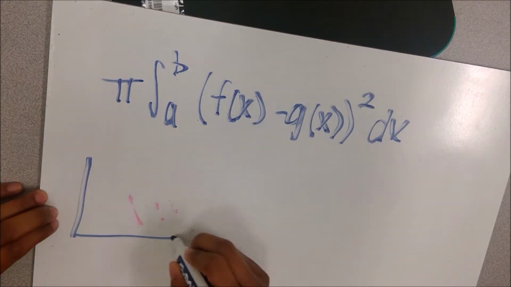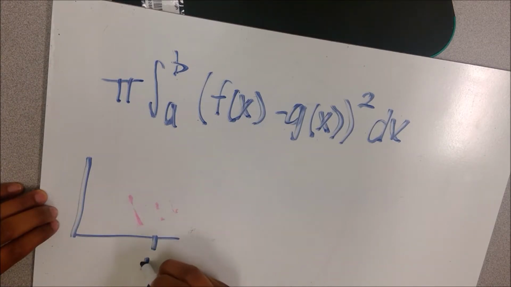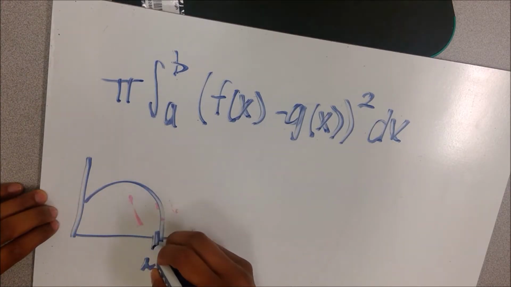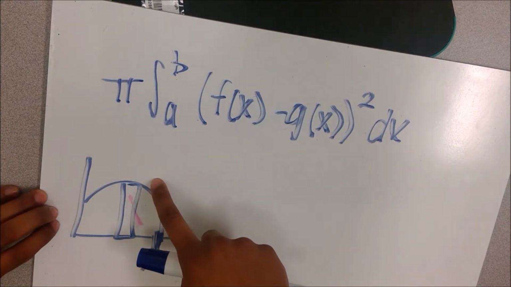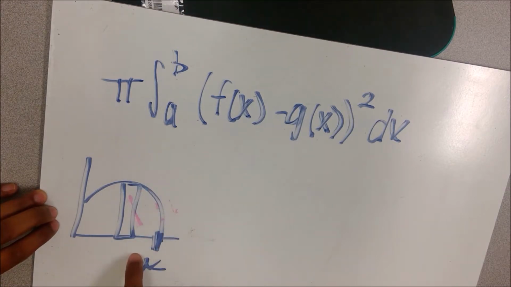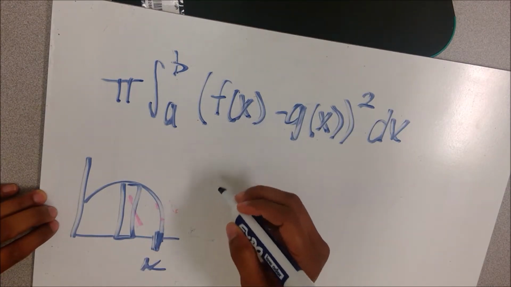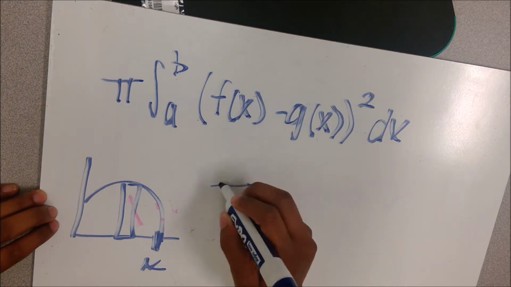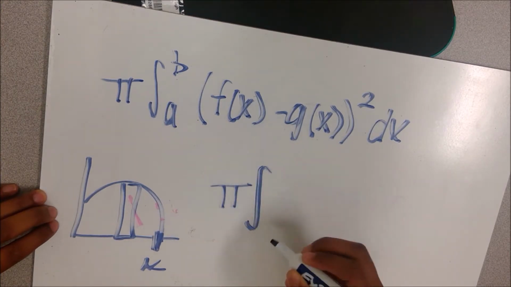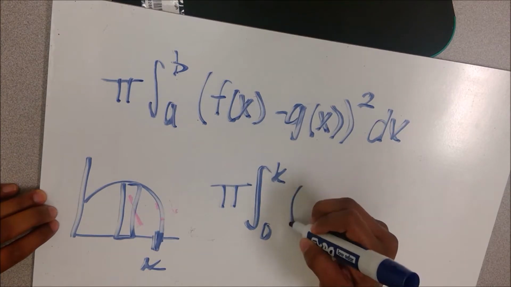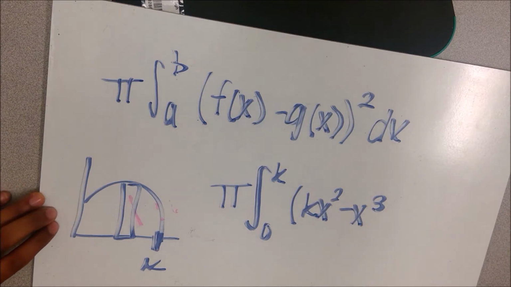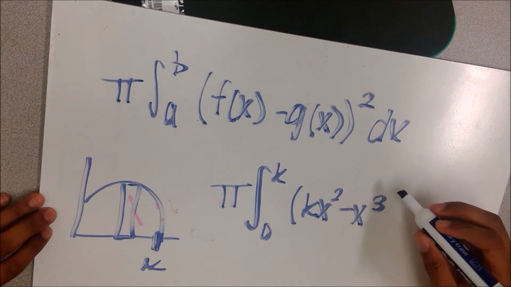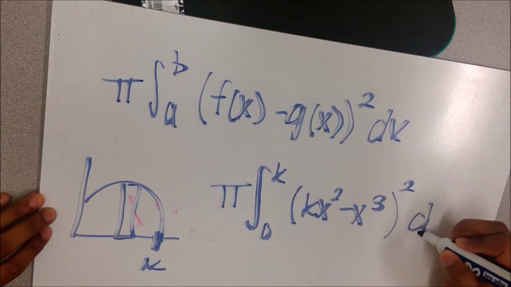So if you remember the graph, you have 2 points at 0 and at k. If you draw a little rectangle in, you can see that the top curve is kx squared minus x cubed, and the bottom curve is just the x-axis, which is 0. So the integral you write is pi times the integral from 0 to k of the curve, which is kx squared minus x cubed, and it'd be minus 0 since that's the x-axis, but you don't need to write that, and then squared, dx.